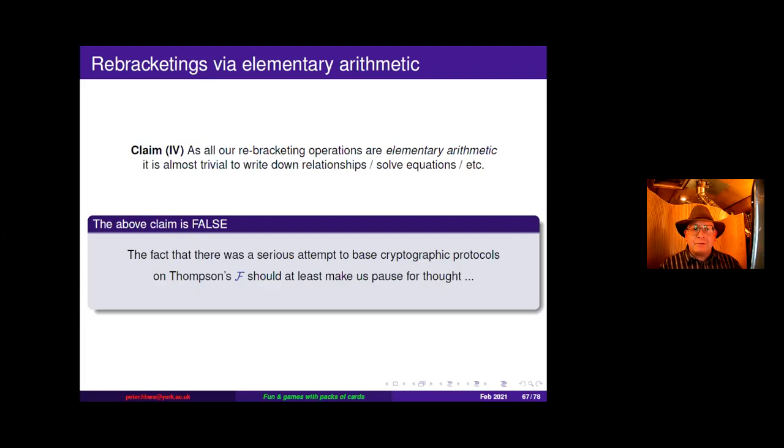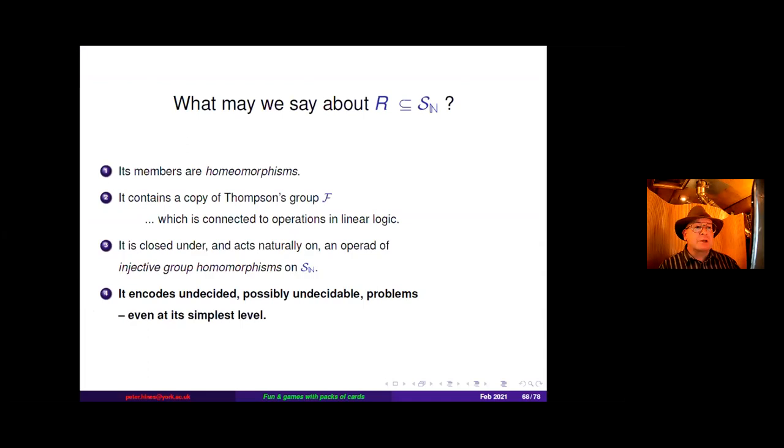And the fact that there was a serious attempt by serious cryptographers to base protocols on Thompson's group F should give us pause for thought. Now, sadly, this cryptographic protocol was shown to be insecure. I say sadly because I would like nothing more than for the world's cryptography to be based on the properties of associators and commutative diagrams, but that's not the case. But it was a serious attempt, by serious people, taken very seriously. We need to pause for thought. And this brings us to the final point, which is that we encode undecided, possibly even undecidable problems, even at the simplest level.